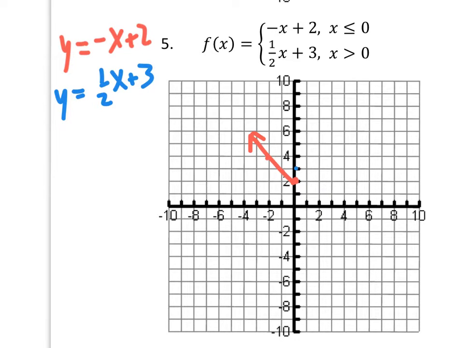Here's a dot at 3. What do I do from that point? Up 1 over 2. Man, you got that wrong. Okay, so up 1 over 2. Put a dot there, up 1 over 2, up 1 over 2, and you could keep going.